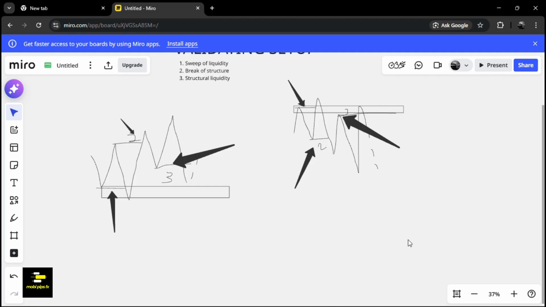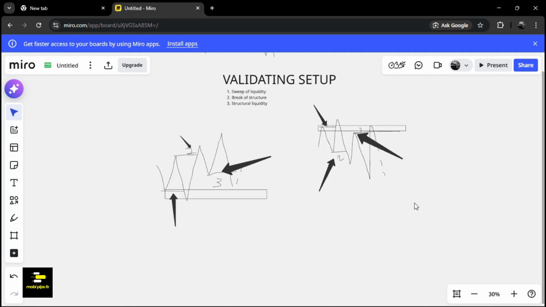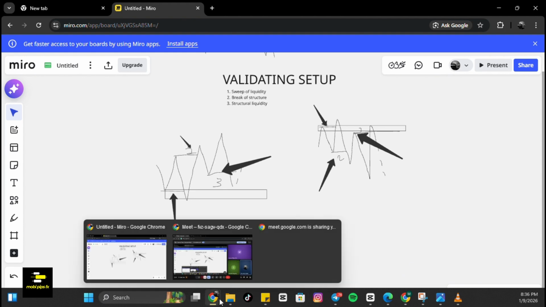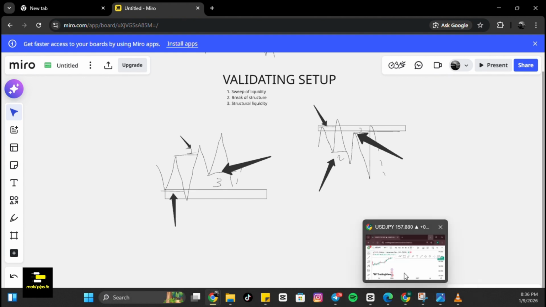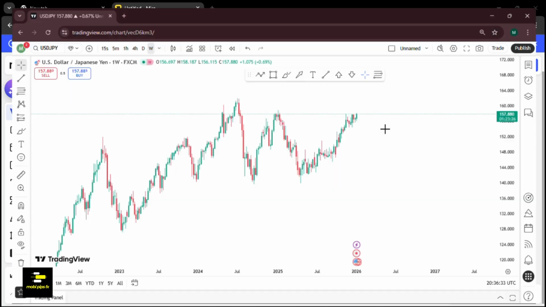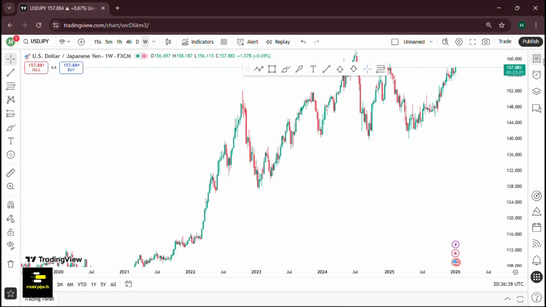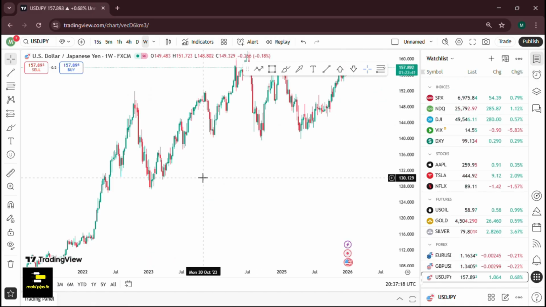All right, so that is how to validate your setup. You look for a sweep of liquidity, a break of structure, and structural liquidity. Let's see the market for a graphical example. All right, which market should we look at? Okay, let's look at GBP CAD.